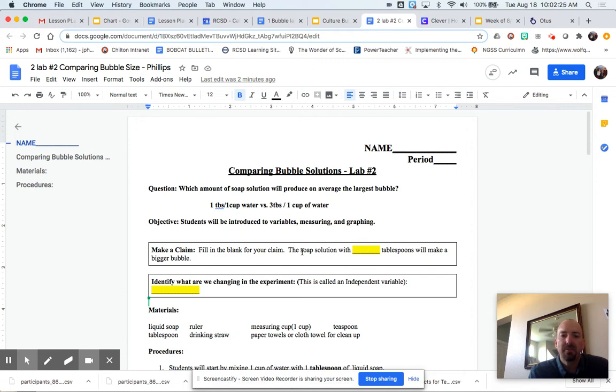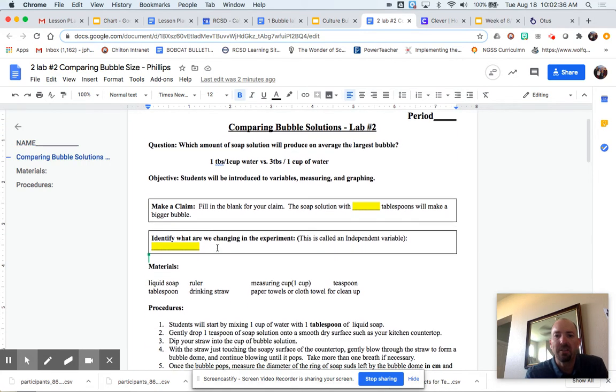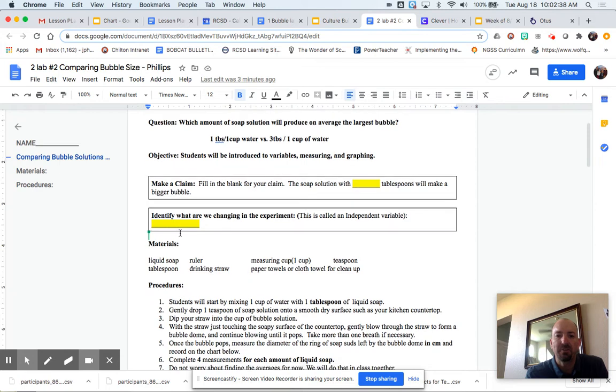And then identify what we are changing in the experiment. This is called an independent variable. So we're just seeing if you guys can come up with what we are actually changing in this experiment to test. Okay, see if you can just answer it real quick.